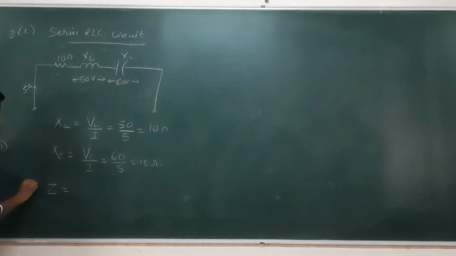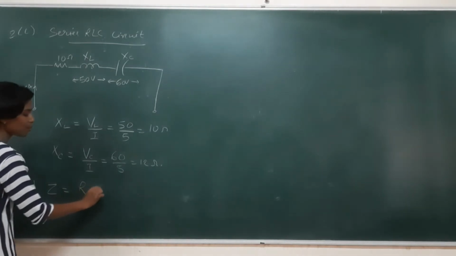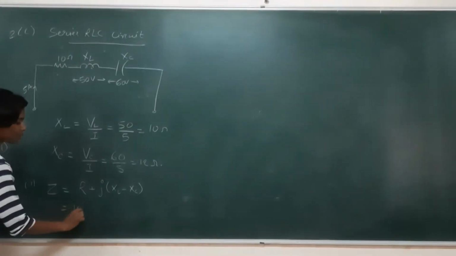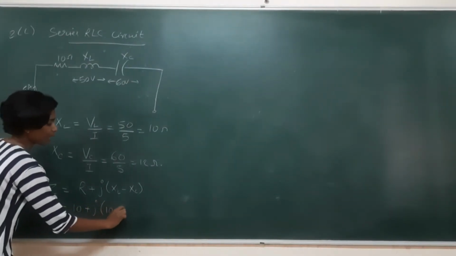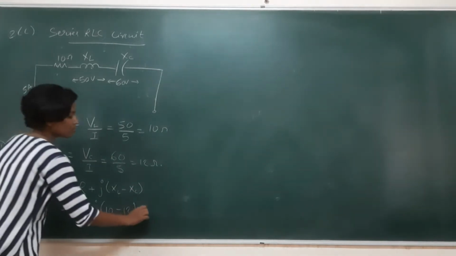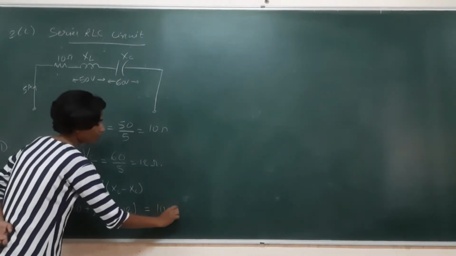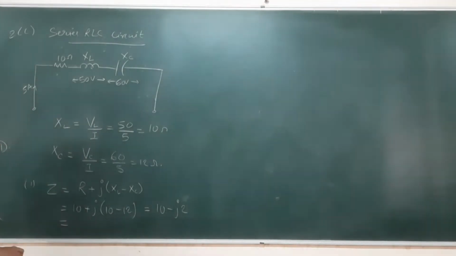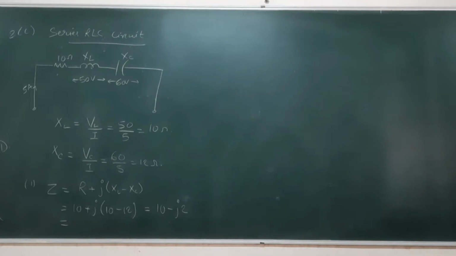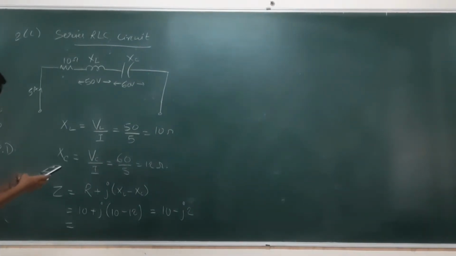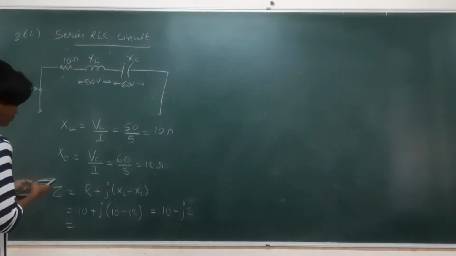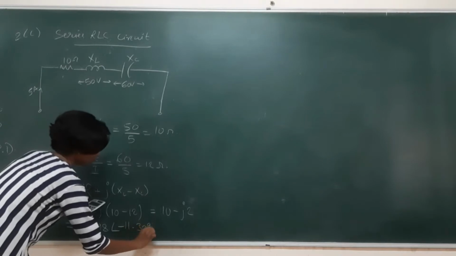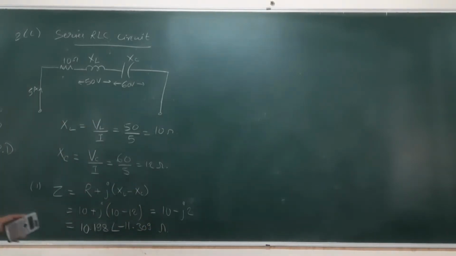Now the impedance, the first part of the solution, is equal to R plus j(XL minus XC). This is the format, where R is 10 ohms plus j, XL is 10 minus 12. So the actual impedance is 10 minus j2. It's better to have the value in polar form also, so I am using the calculator. So this is the value of impedance in polar form.